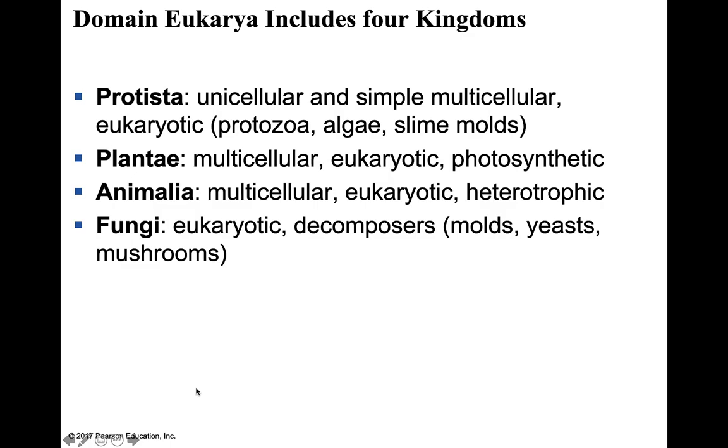Now, giving you some examples of these. If we look at the domain Eukarya, these are the four kingdoms we talked about before. We have protists. They are unicellular or simple multicellular eukaryotes, and really good examples of those are algae and slime molds.